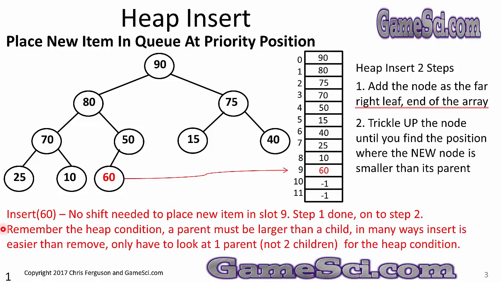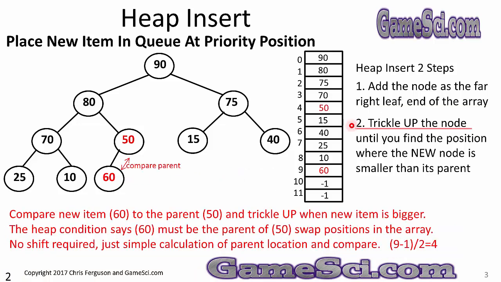Remember the heap condition. A parent must be larger than a child. In many ways, insert is easier than remove. You only have to look at one parent, not 2 children, for the heap condition. Step 2 of the heap insert is trickle up the node until you find the position where the new node is smaller than its parent. When we did a remove, we did what's called a trickle down. When we do an insert, we'll do what's called a trickle up.